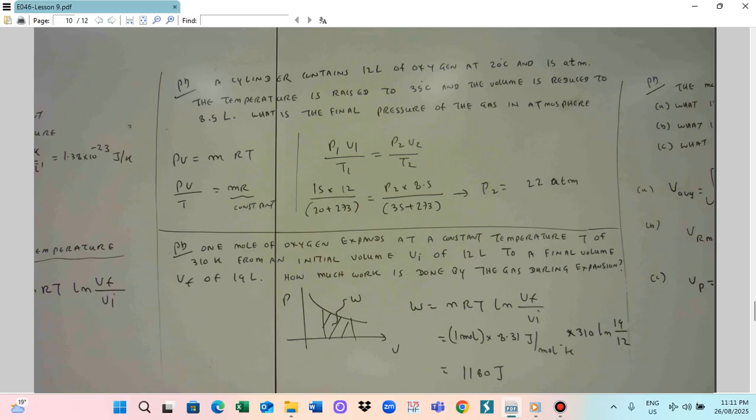By solving this, the final pressure P2 can be calculated by this equation. So this is the final pressure. P2 is equal to 22 ATM.